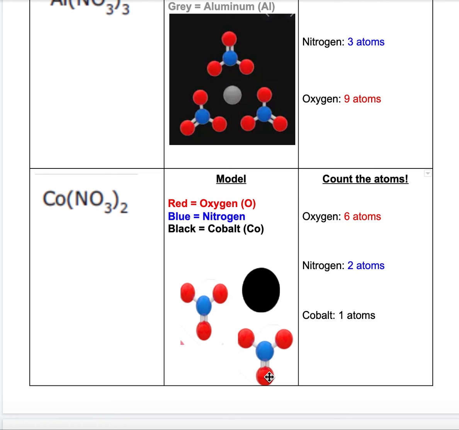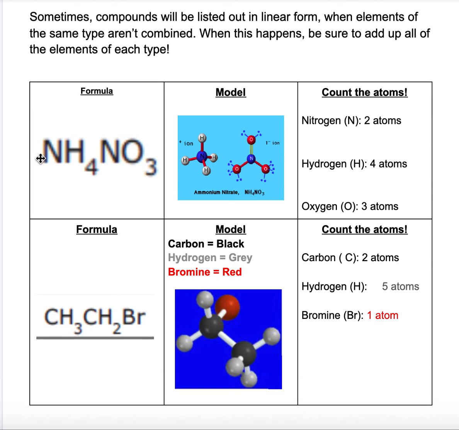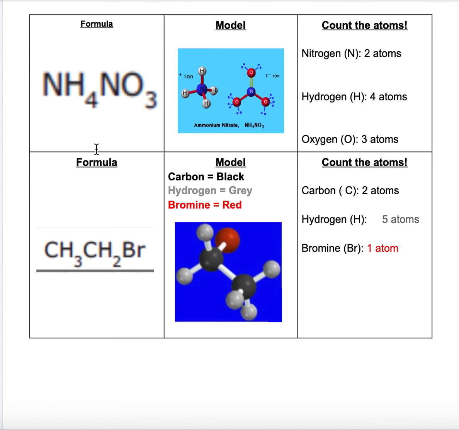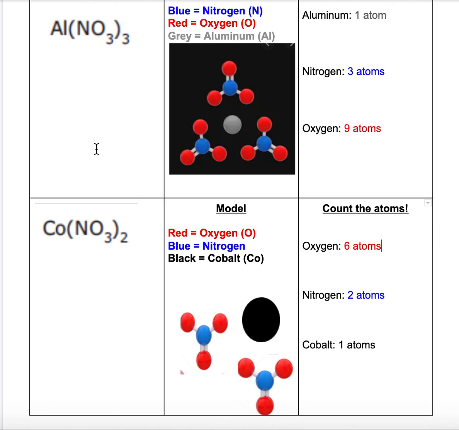If y'all are thinking about this as groups and multiplying, you will be all right, remember? Linear formulas, you just got to add them up. Just count left to right. Do not forget to add all atoms of the same element. When we get to the bottom with parentheses, it gets a little harder. You have to make sure to multiply everything inside the parentheses by the subscript outside the parentheses, all right?